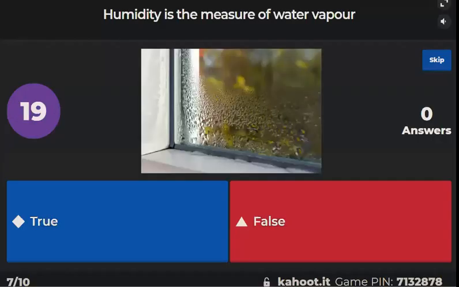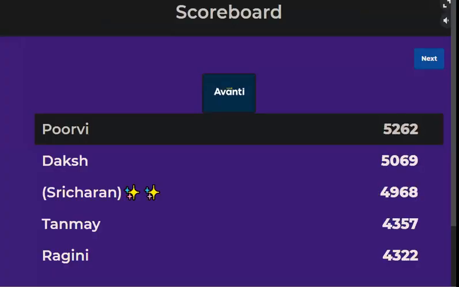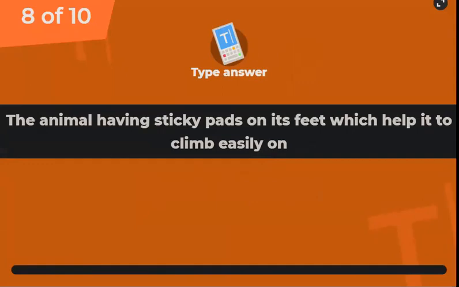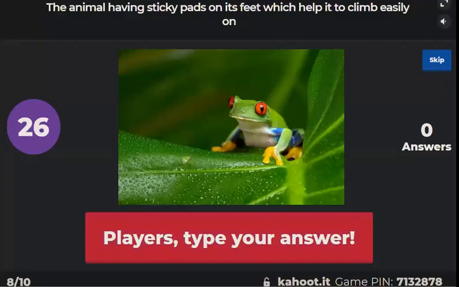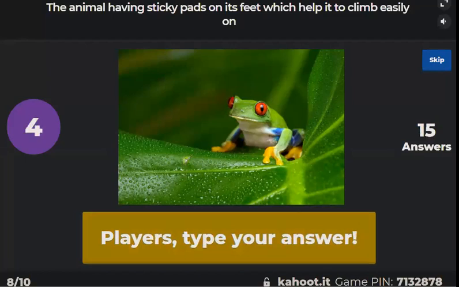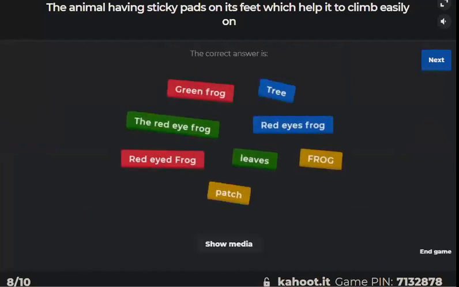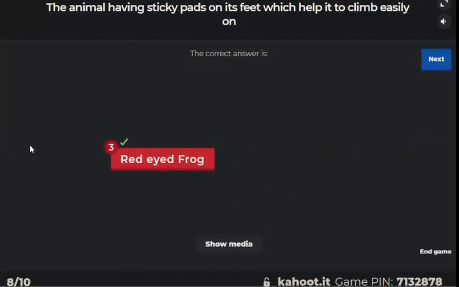Humidity is the measure of water vapor, true or false? True, very good, very fast. You have to type the animal having sticky pattern on its feet. What can I say about this? No one should get it wrong, okay? No one should get it wrong. Yes, red-eyed frog, right? So the red-eyed frog is also correct. So those who mark the red-eyed frog, it's also right, but it's just red-eyed frog, okay?